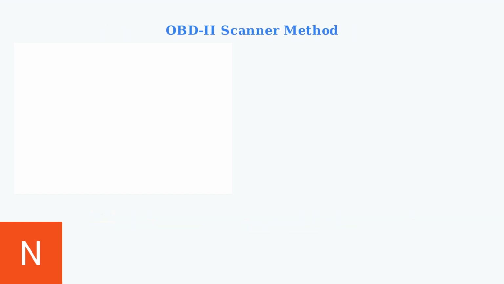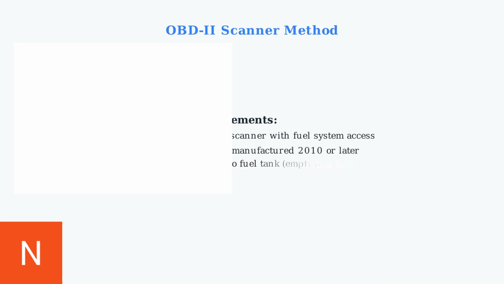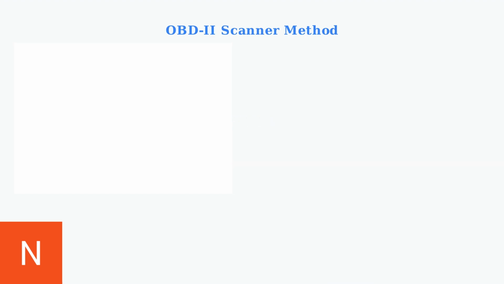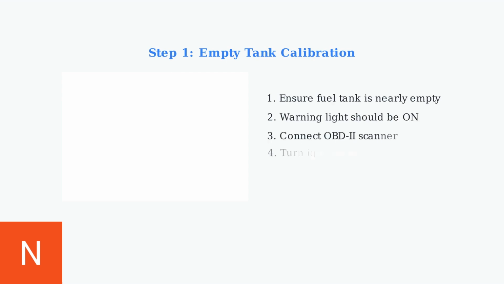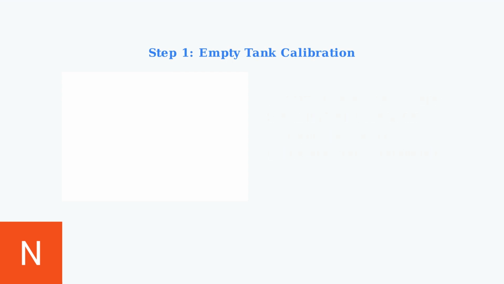The most effective way to recalibrate a fuel gauge in modern vehicles is using an OBD2 scanner. This method works for most vehicles manufactured after 2010. Step 1. Start with an empty fuel tank. The fuel warning light should be illuminated. Connect your OBD2 scanner to the diagnostic port and turn the ignition to the on position without starting the engine.